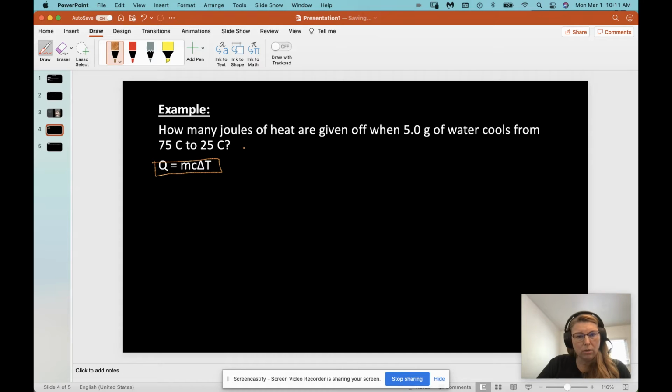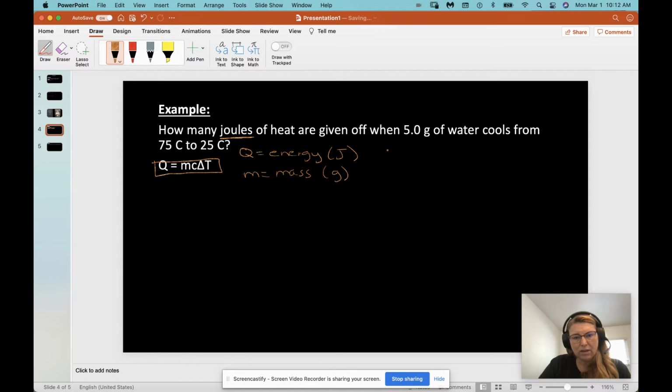So Q is energy, and in this case, the problem is asking for joules. That means that's the unit we're going to be solving for. That's important to know because when we figure out C, it depends on whether the problem is asking for joules or calories as to which value we use for that. That's one of our constants. M is mass, which is measured in grams.